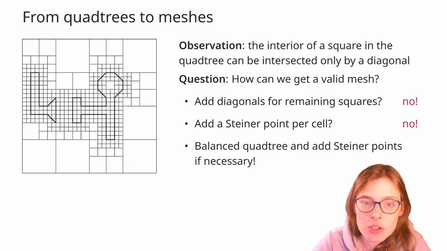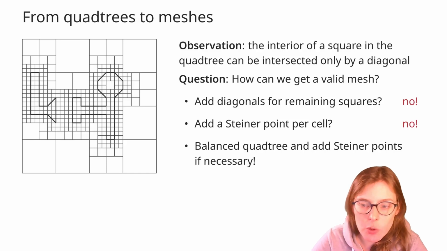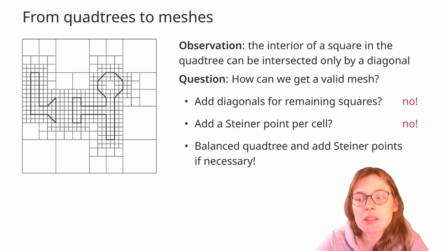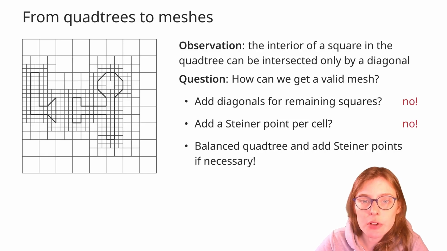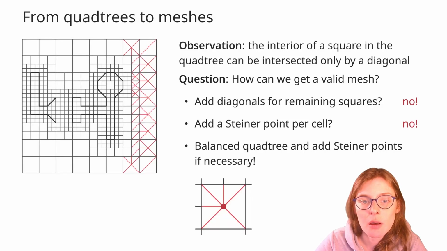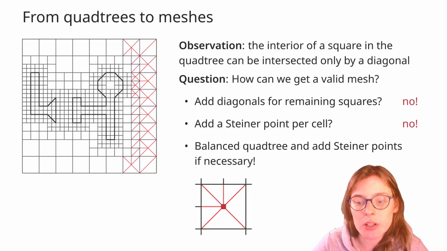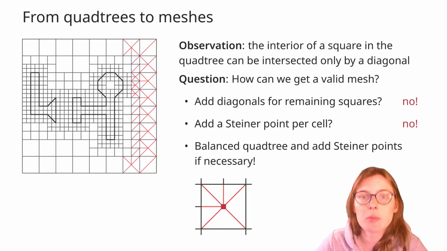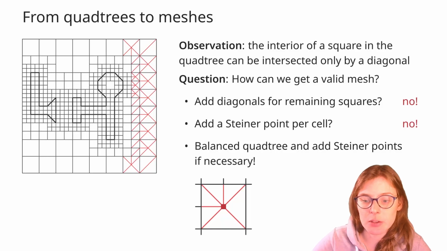The solution to the question of how to get a valid mesh here is to first balance the quadtree, and then we will add Steiner points inside the squares if necessary. So first we will balance the quadtree, and then we will either split the squares along the diagonals, or if a square has adjacent smaller squares, we will add a Steiner vertex in the middle of the face and connect it to all the vertices of the adjacent squares, like here in the figure below.